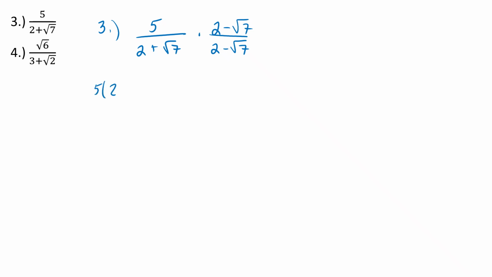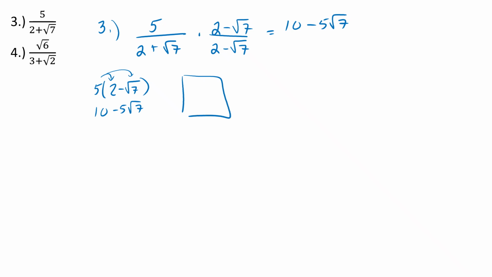So in my numerator, I'm going to have the square root of 5 times 2 minus root 7. So that'll be 10 minus 5 root 7. And then my conjugates will have 2 root 7 times 2 minus root 7. So 2 plus root 7 times 2 minus root 7. We have 4 plus 2 root 7 minus 2 root 7 minus the square root of 49, or you can go straight to the 7 on that.